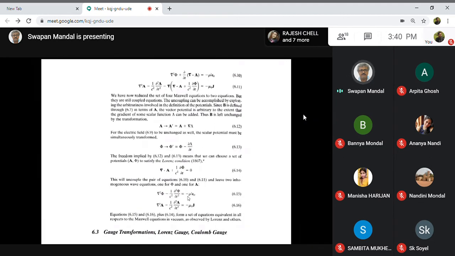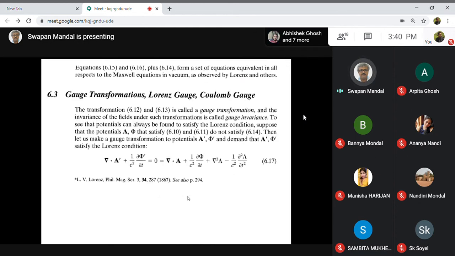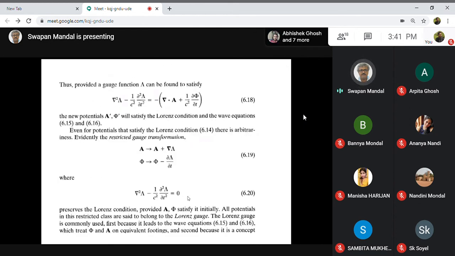Now we just want to use one more gauge condition that is very important for us, at least for the development of field quantization. And this thing I just want to tell you. Here it is. I have told you already.